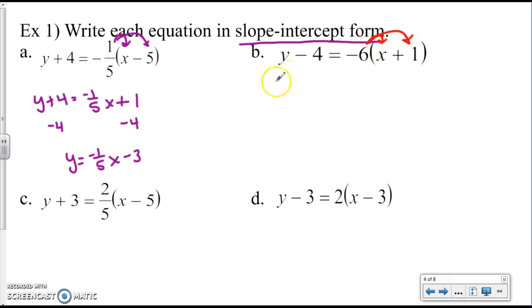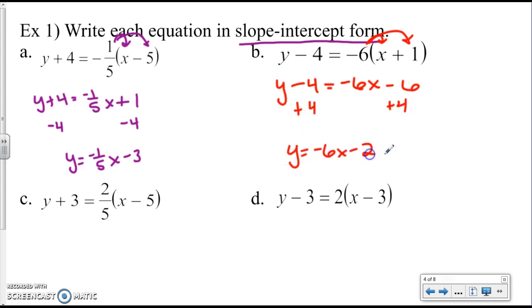We're going to distribute the negative 6 through. So I get negative 6x minus 6, and then go ahead and solve for y. So we're going to add 4 to both sides. So negative 6 plus 4 is negative 2. So there's my slope intercept form. Go ahead and hit pause. Do the next two. Have them checked, and then you can move on to the next type.